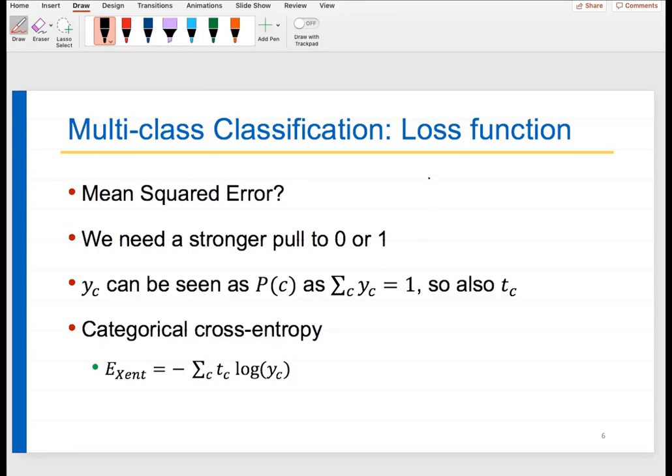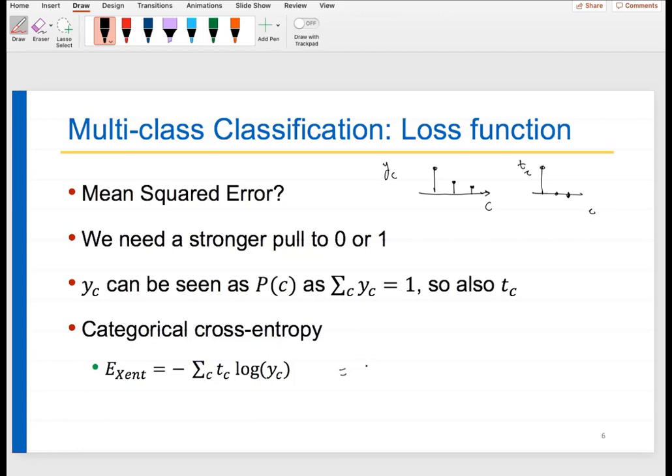So one is YC, which, let's say if we have three classes, will look something like this: 2.1, 0.8, 0.3. And I have my TC. I want to compare these two distributions, so how do I do that? I can use KL divergence, which is something like this, or I can use cross entropy, which is something like this. TC, in this case, what will be the error function?